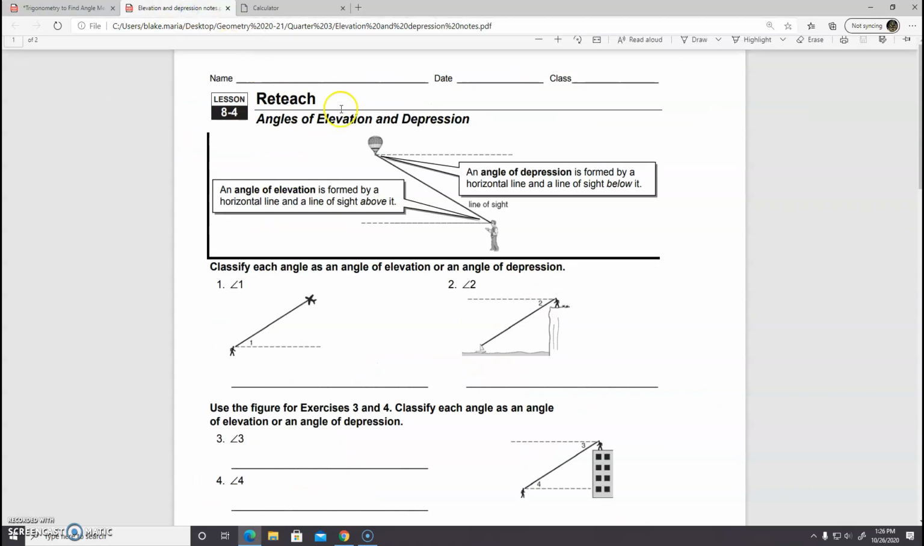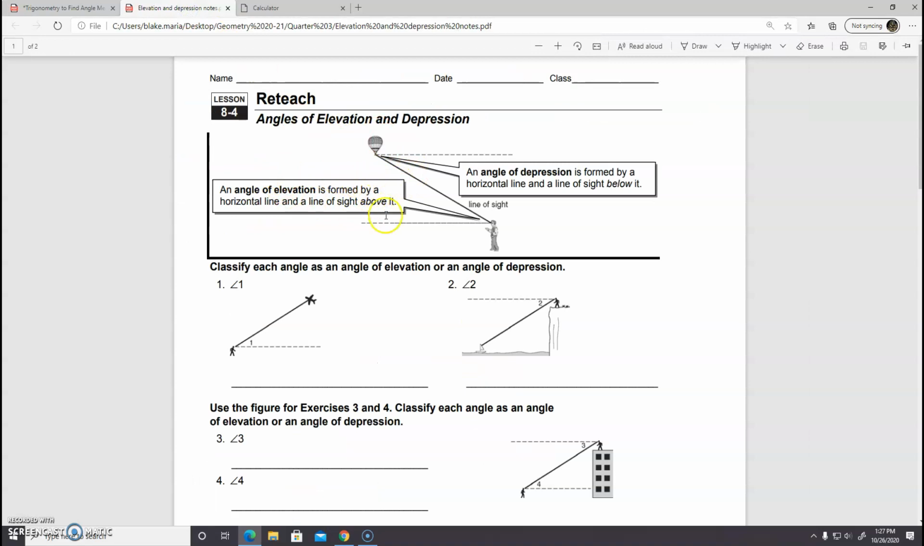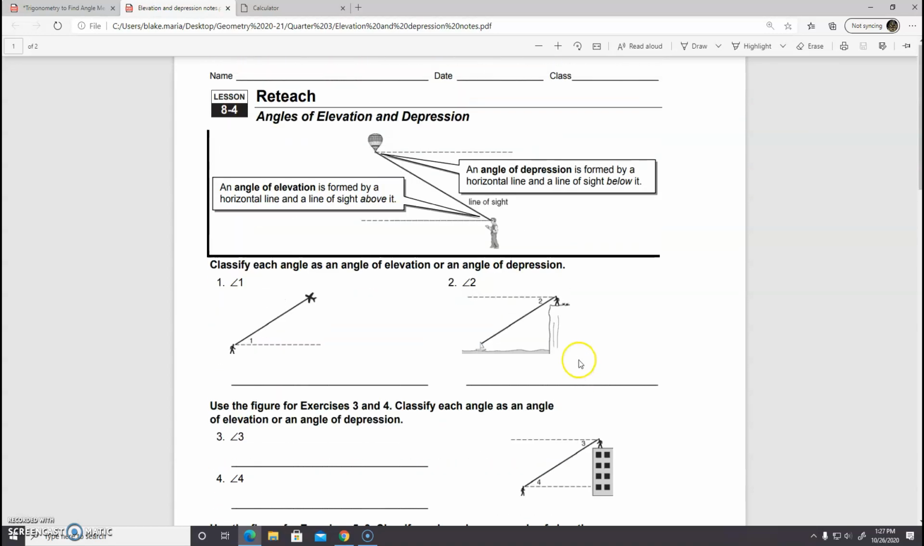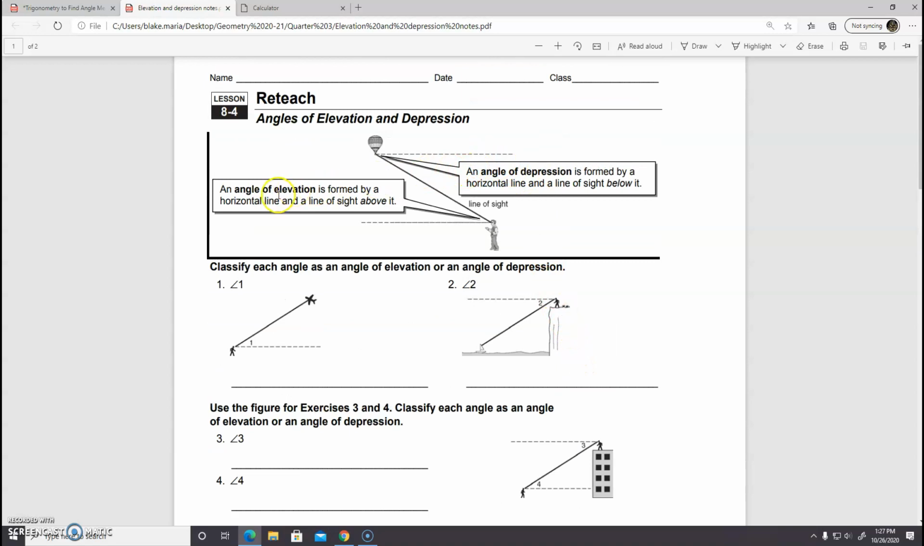Your second worksheet, it's just a little bit extra. We're going to talk about angles of elevation and depression. So they have little notes for you up top, and then they just have some exercises for you to do at the bottom. Angle of elevation, you'll always have a line of sight, so that'll be straight out, and then you'll see the line going up.